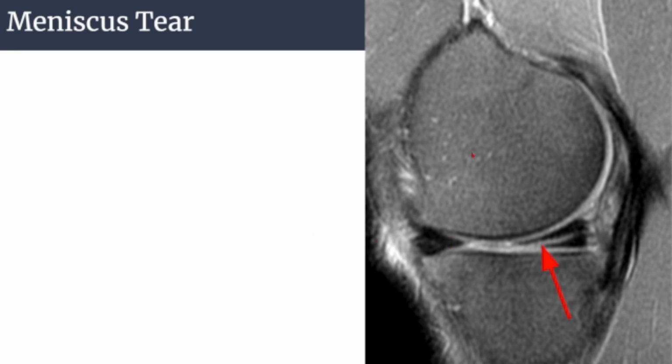And so here's an MRI. I'll start here of the meniscus. So femoral condyle, tibia. This is probably the medial meniscus.